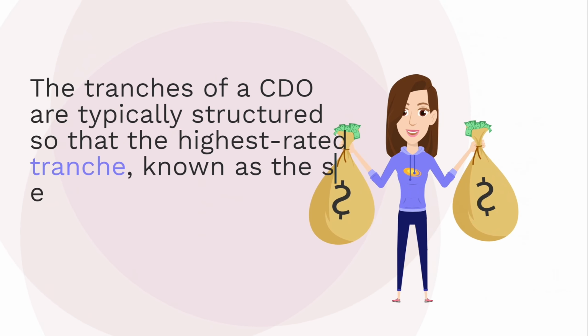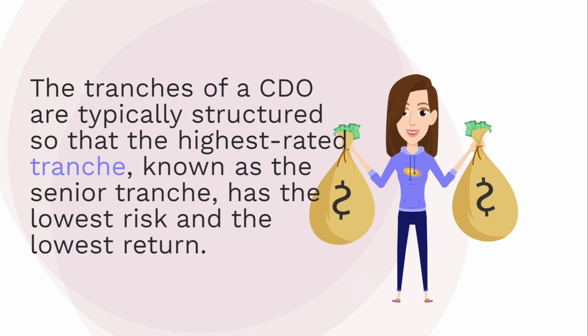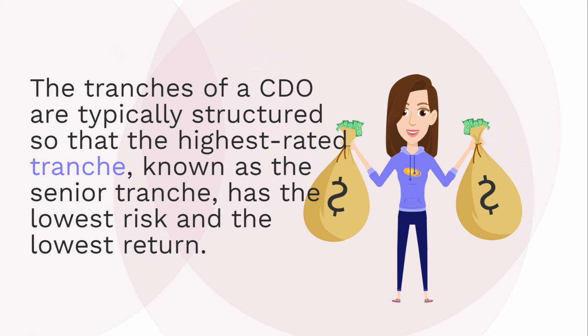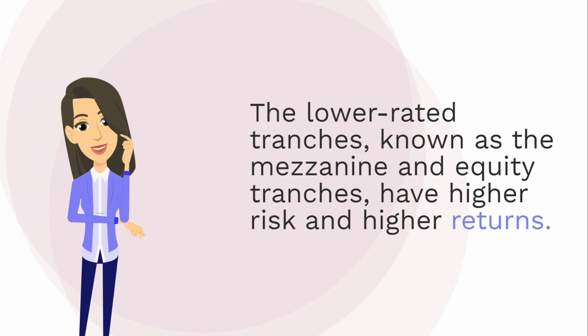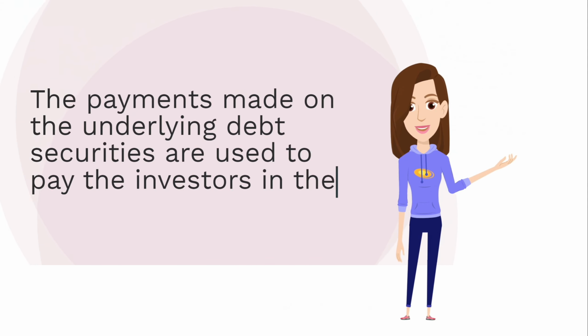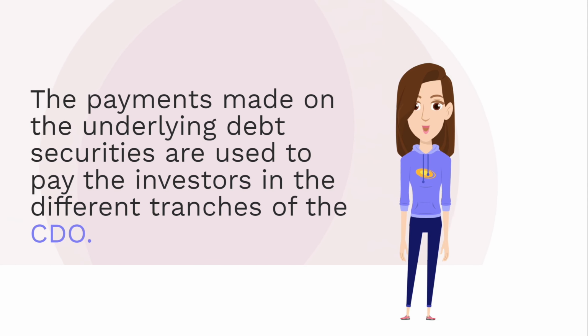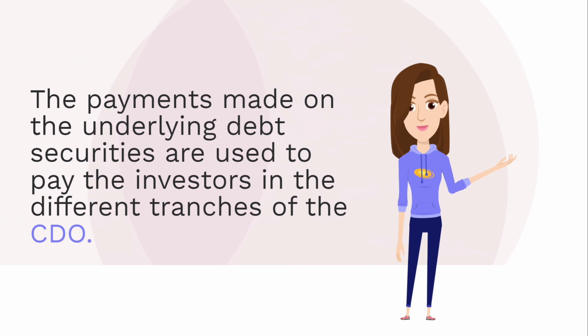The tranches of a CDO are typically structured so that the highest rated tranche, known as the senior tranche, has the lowest risk and the lowest return. The lower rated tranches, known as the mezzanine and equity tranches, have higher risk and higher returns. The payments made on the underlying debt securities are used to pay the investors in the different tranches of the CDO.